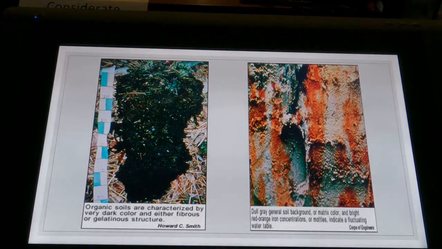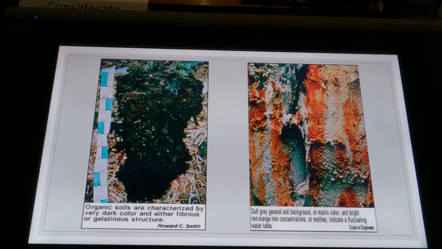On the left, we have organic soils. It's going to have some of that dark color. There might be some plant fibers in there. You can see that there's some decomposing plant material. And then on the right, the difference between the gray and the red areas.